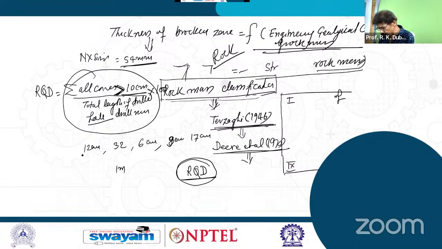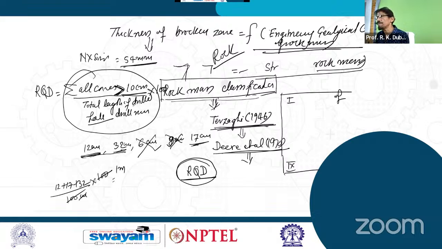So here we are going to consider the cores which are more than 10 cm, excluding the 6 cm and 9 cm ones. In this way we add 12 plus 17 plus 32, divided by 1 meter, meaning 100 cm, and multiplied by 100. So you can get this value, 3, 7, 9, 11, and then 31415. So in this way you are getting RQD.